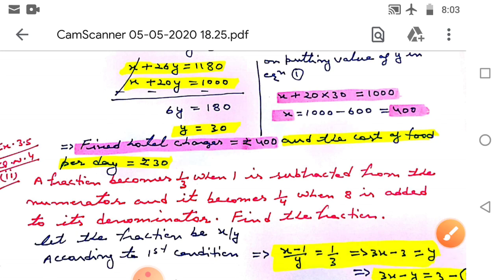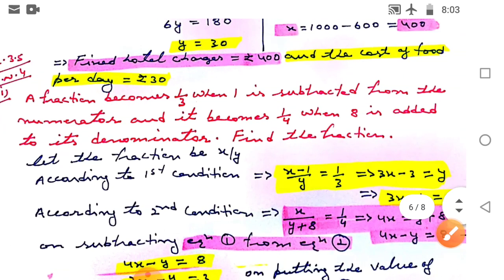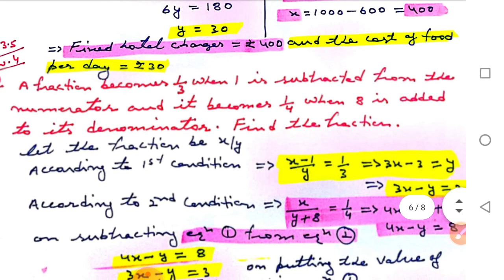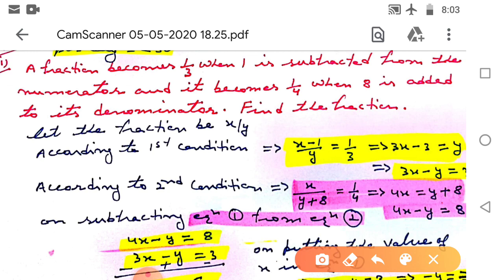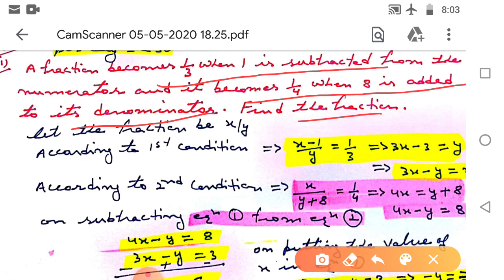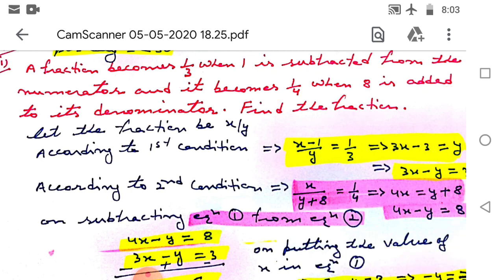Now come to the second part of this question number 4. A fraction becomes 1 by 3 when 1 is subtracted from the numerator, and it becomes 1 by 4 when 8 is added to its denominator. Find the fraction. The question is simple. So we start: let the fraction be x upon y.